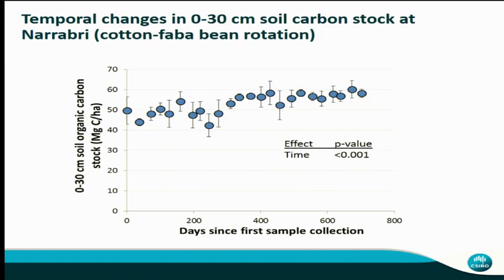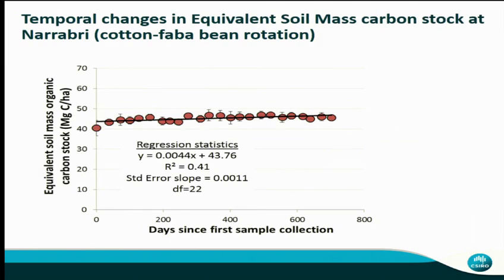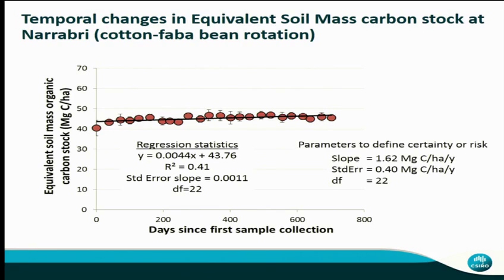They swell, they shrink, they compact when you sample them. To try and then get any reasonable measurements through time is tough until you start to invoke this equivalent mass calculation. At this site, again, it had a positive slope. It was going up, at 1.62 tons of carbon per hectare, with a standard error and the degrees of freedom.